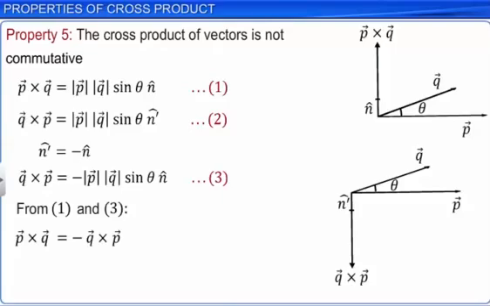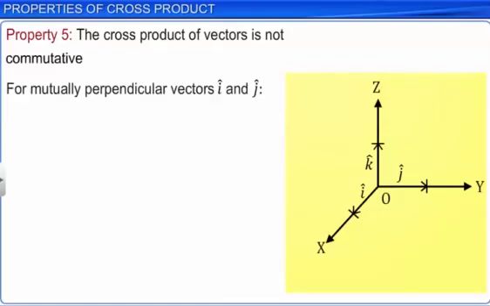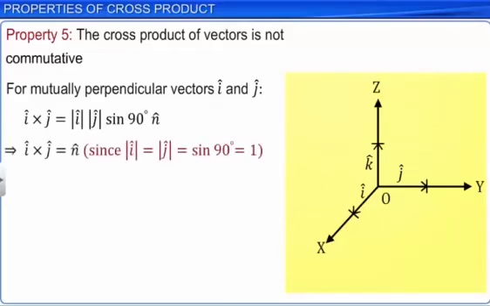From the discussion so far, we can again make some interesting observations about unit vectors i, j, and k pointing along the x, y, and z axis of a three-dimensional coordinate system. From the property of cross product of perpendicular vectors, we get that the cross product of unit vectors i and j is equal to unit vector n that is perpendicular to both vectors i and j. Since unit vector k is also perpendicular to vectors i and j, we can say that the cross product of unit vectors i and j is equal to unit vector k.